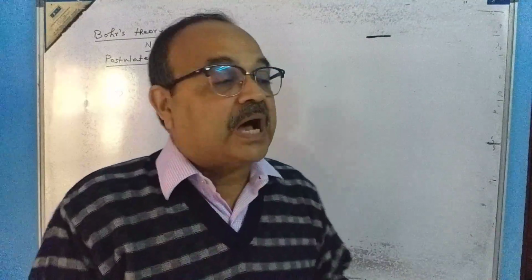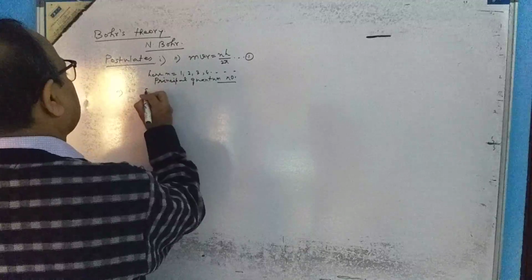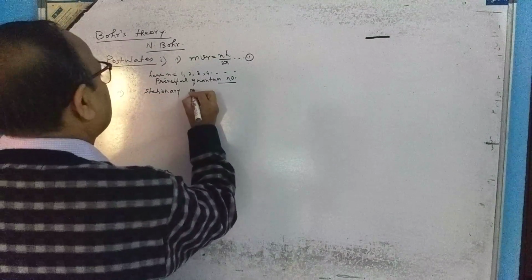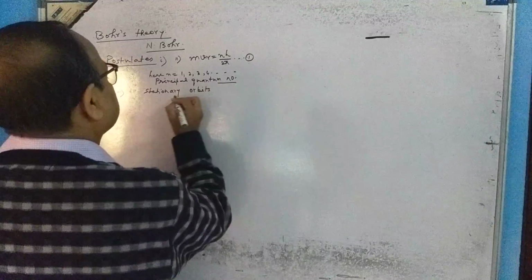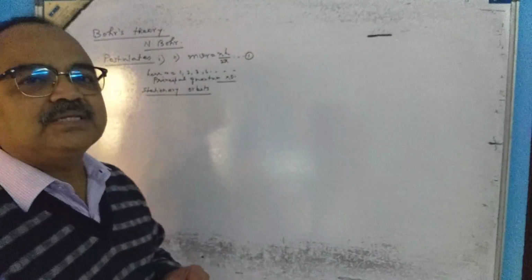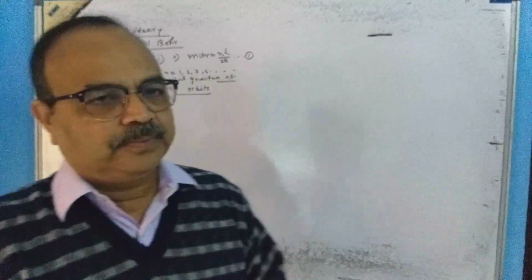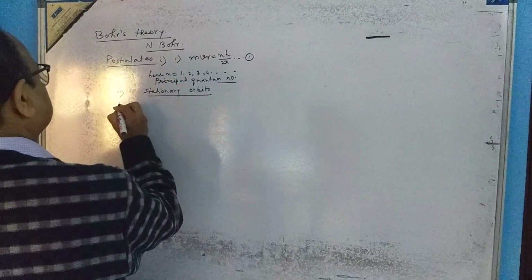So these orbits are called or known as the stationary orbits. These orbits are known as stationary orbits. Alright? And now number four.